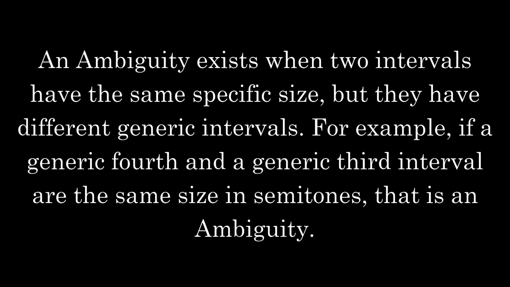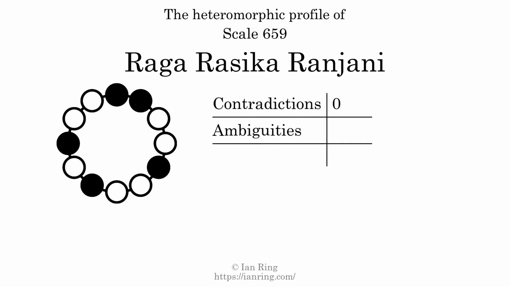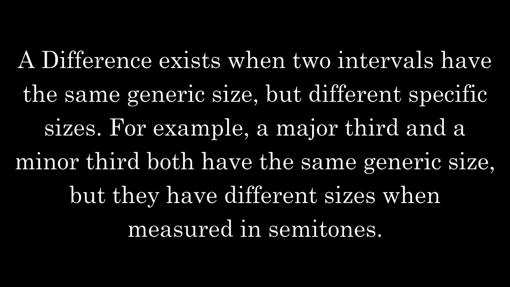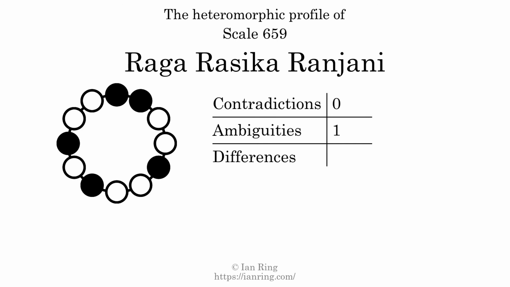An ambiguity exists when 2 intervals have the same specific size, but they have different generic intervals. For example, if a generic fourth and a generic third interval are the same size in semitones, that is an ambiguity. The number of ambiguities in this scale is 1. A difference exists when 2 intervals have the same generic size, but different specific sizes. For example, a major third and a minor third both have the same generic size, but they have different sizes when measured in semitones. The number of differences in this scale is 30.